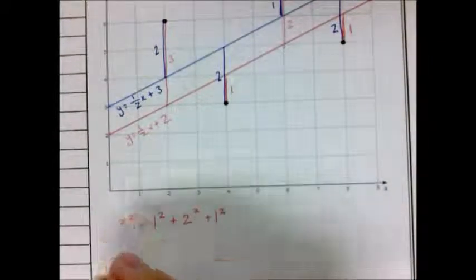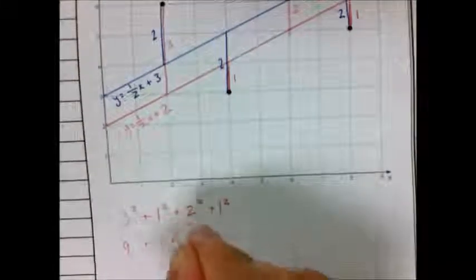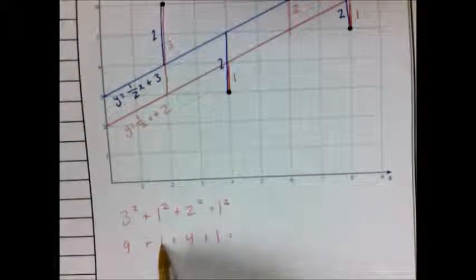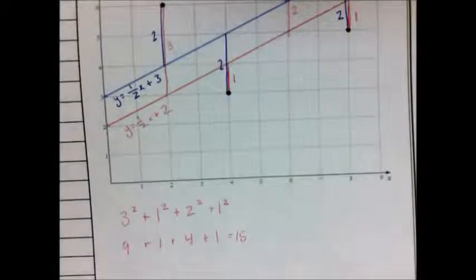Okay, and we just have to find the sum of what those residuals are squared, the square of the residuals, right? 3 squared is 9, plus 1 squared is 1, 2 squared is 4, and we add all those up together. 9 plus 1 is 10, plus 4 plus 1 is 15. Okay, so the sum of the residuals for the red line is 15.